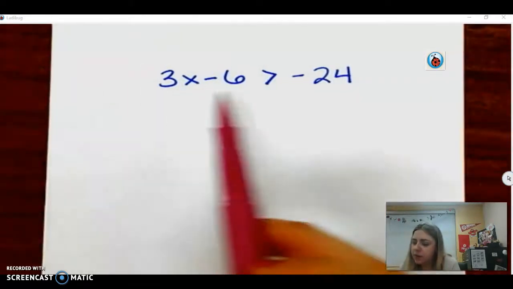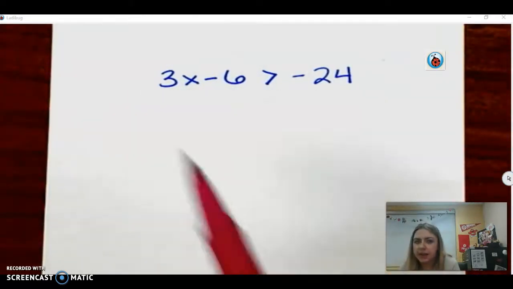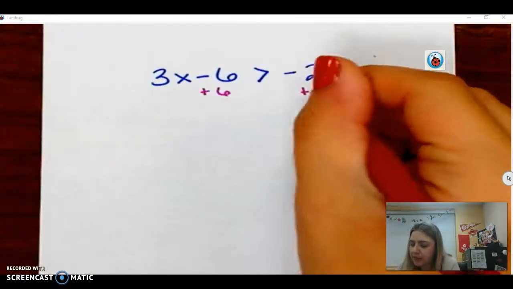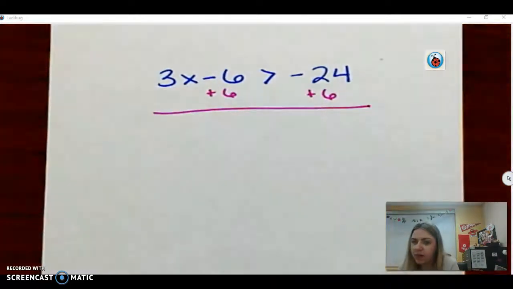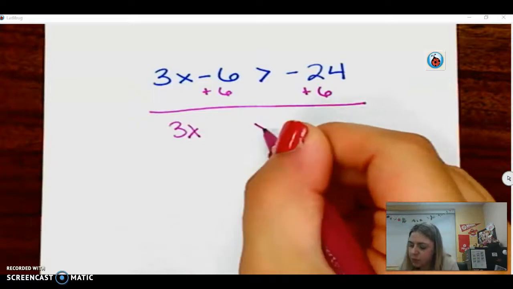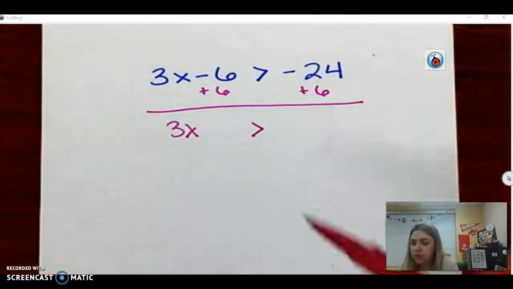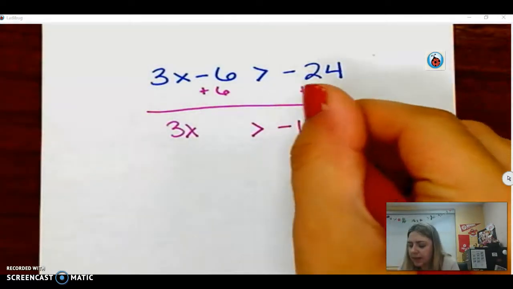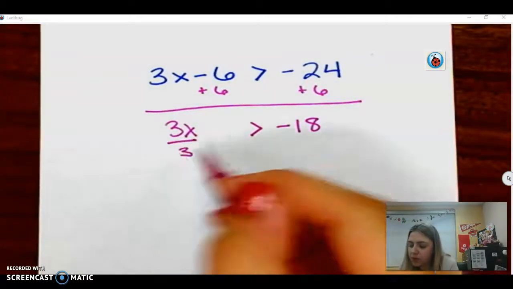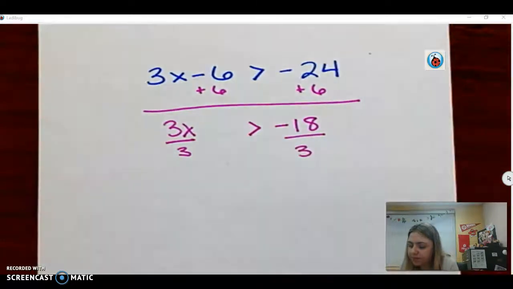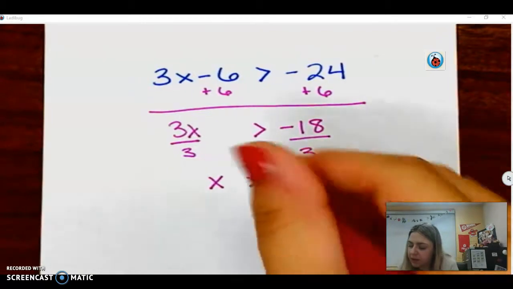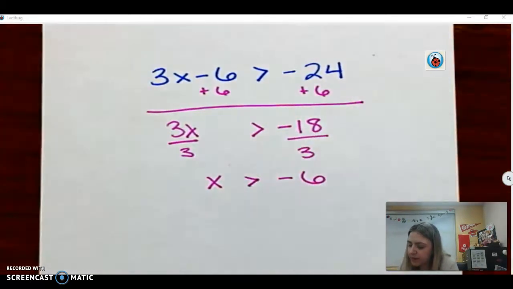Okay, so if I'm looking at this, I still want x by itself, so I'm going to add 6 to both sides to begin with. This will leave me with 3x is greater than negative 24 plus 6, which is negative 18. Then I'm going to divide by 3 on both sides. And then x is going to be greater than negative 6.